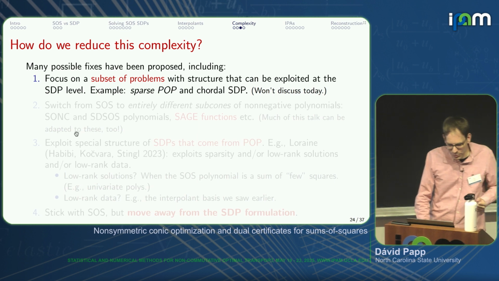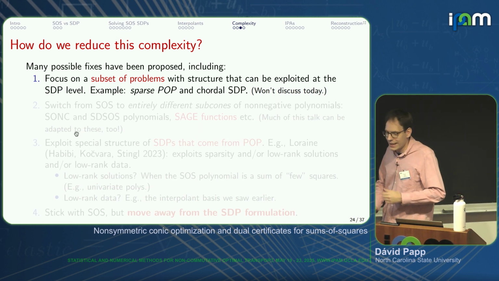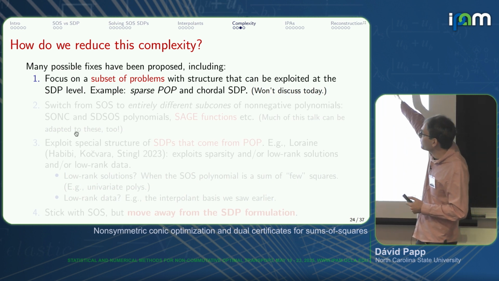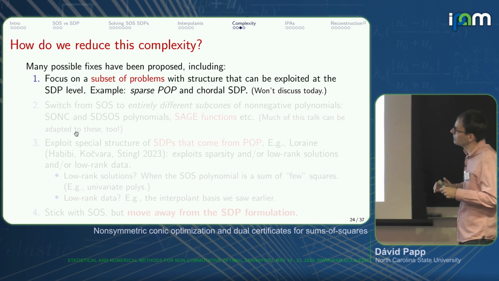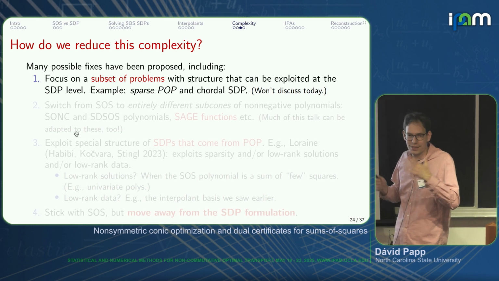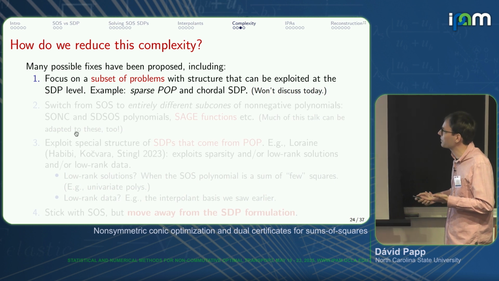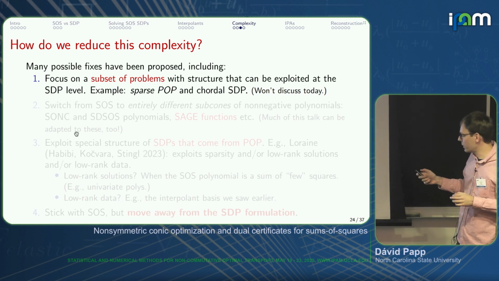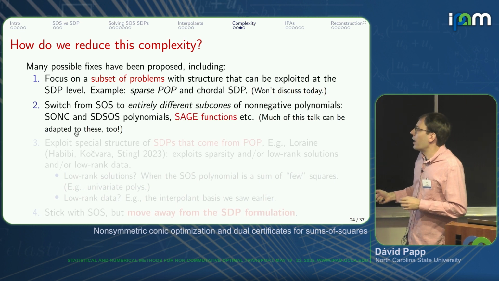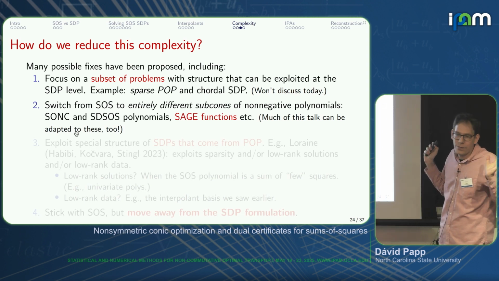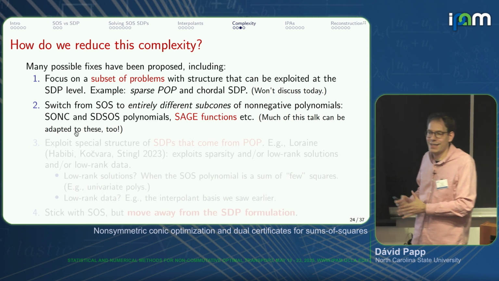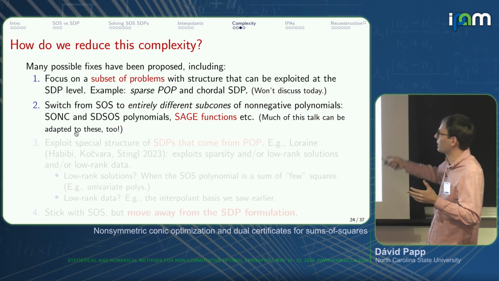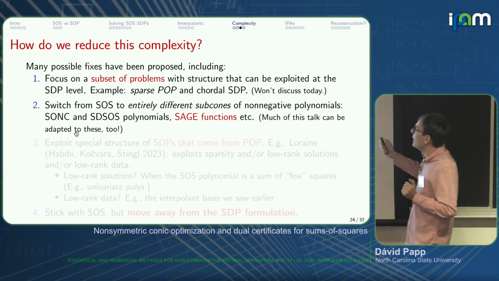Okay, so in principle, we should be able to do something with this. And there are many things we could try to do. One approach would be to just focus on a subset of problems. If we have very large problems, hopefully there's some kind of structure like sparsity or something we can exploit. We have some ongoing work in this area, but I'm not going to talk about this today. Another thing we could do is, if we only talk about sums of squares because it's a good approximation of non-negative polynomials, then of course we could just talk about entirely different subcones.